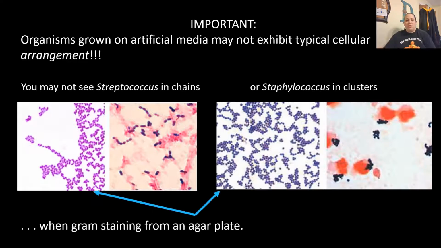So you'll notice here that this is a gram stain from an agar plate, and they look very similar in that structure. Versus if you look at the other two pictures that were from the living tissue sample, you can see that there are some differences. You see the chains versus the clusters.